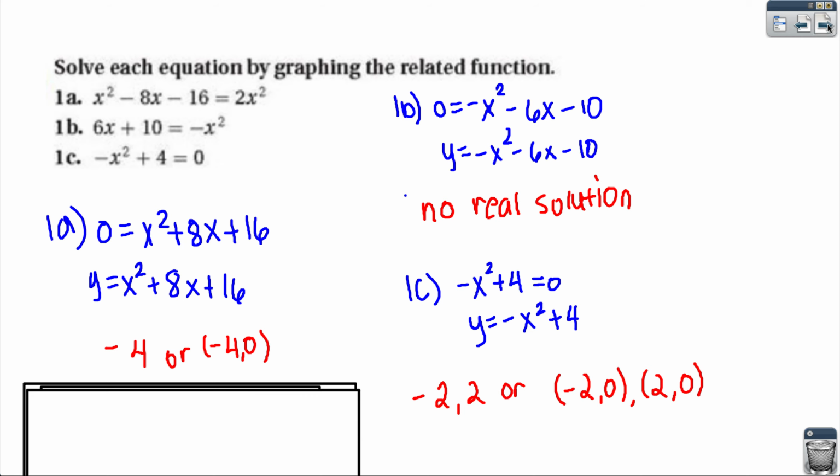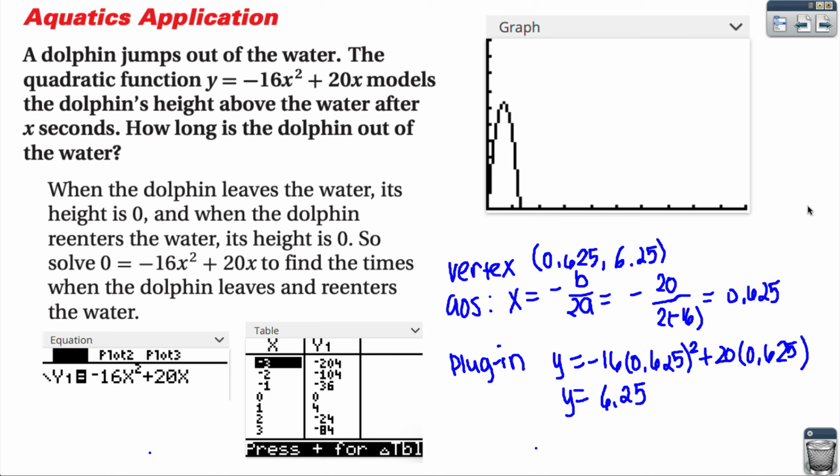In the next section, we're actually going to work on application. Much like the last section, where you worked on functions where you had to create equations to show the movement of an item dropping from a specific height. This dolphin jumps out of the water with a given function that models the height above the water after a few seconds. The question is, how long is the dolphin out of the water?